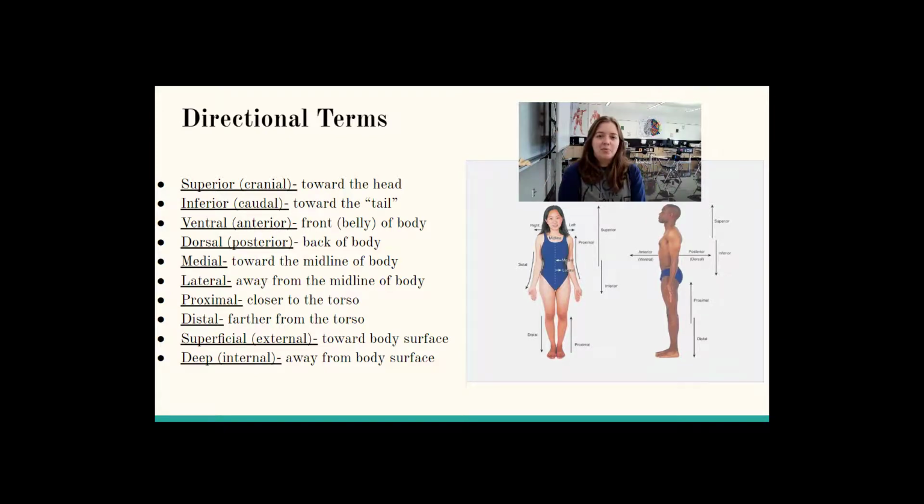And lastly is superficial and deep. Superficial means towards the surface of the body, and deep means internal, away from the surface of the body. So I could say the hairs on my forearm are superficial to the bones in my arm, and the bones in my forearm are deep to the hairs on my skin.